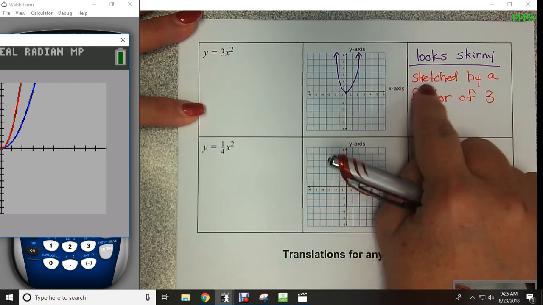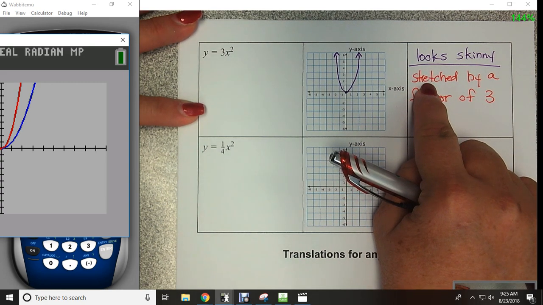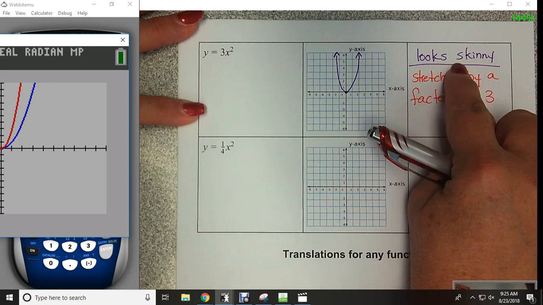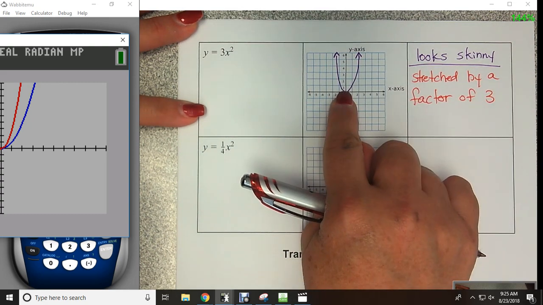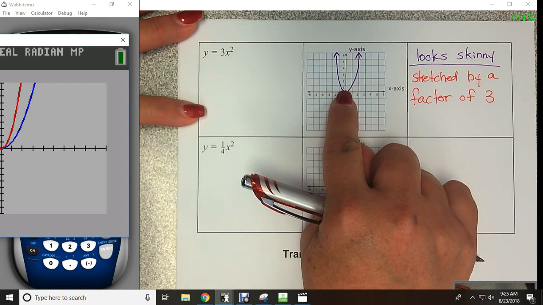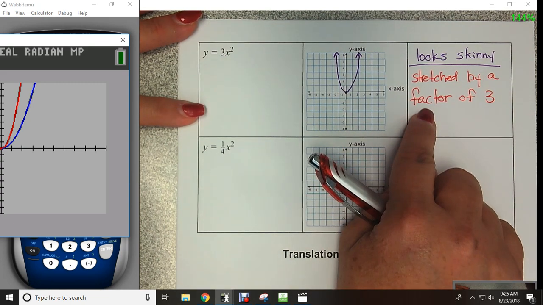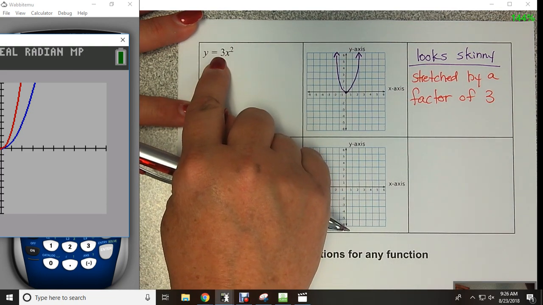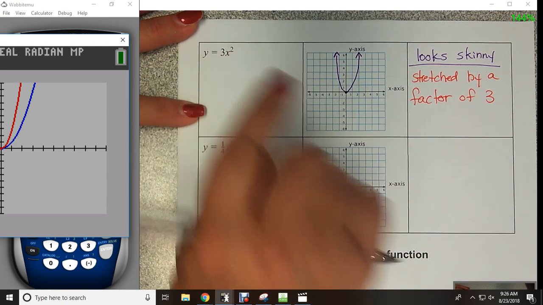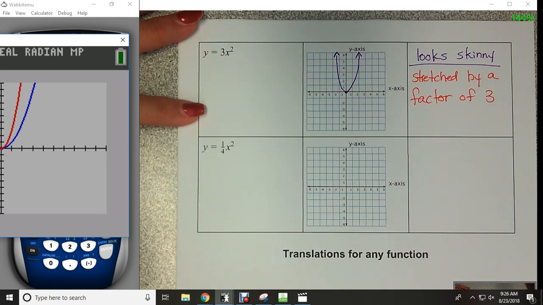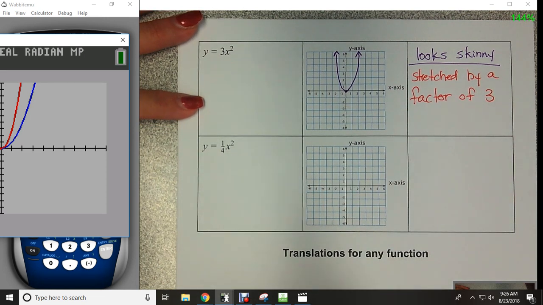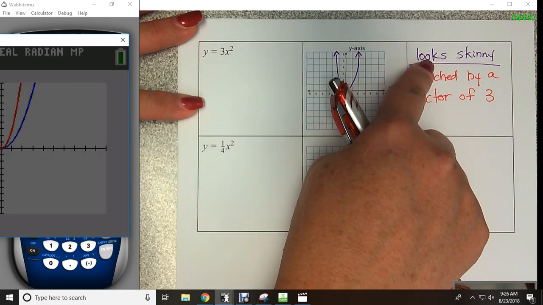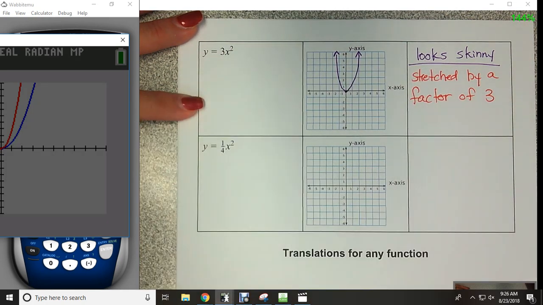And this is the technical vocabulary you're supposed to use. If I'm asking you to sketch something, you need to know that it looks skinny and sketch it skinny. But Math Excel is going to want you to use the correct vocabulary and just say that this 3 makes it stretched by a factor of 3. So now I had this number that was bigger in front, bigger than a 1 coefficient.